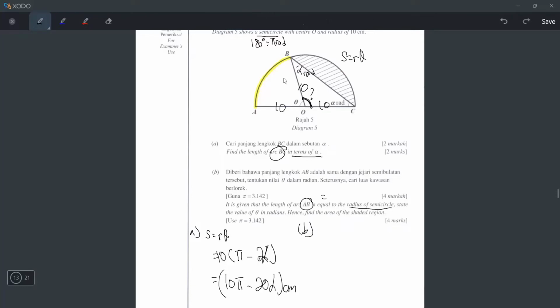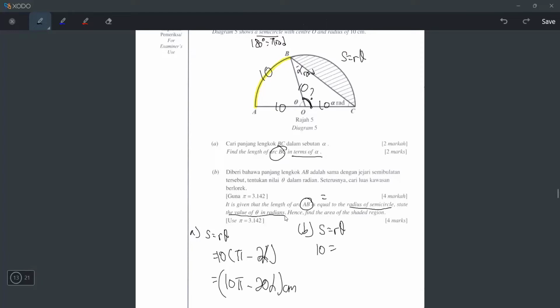10 here. Is that what they meant? Let's read again. The length of arc AB, this one, equal to the radius. So the radius of semicircle is 10, right? Means the length of arc is 10, right? So I think you would use S equals r theta, and for the S, you will put 10 later. But let's keep reading first.